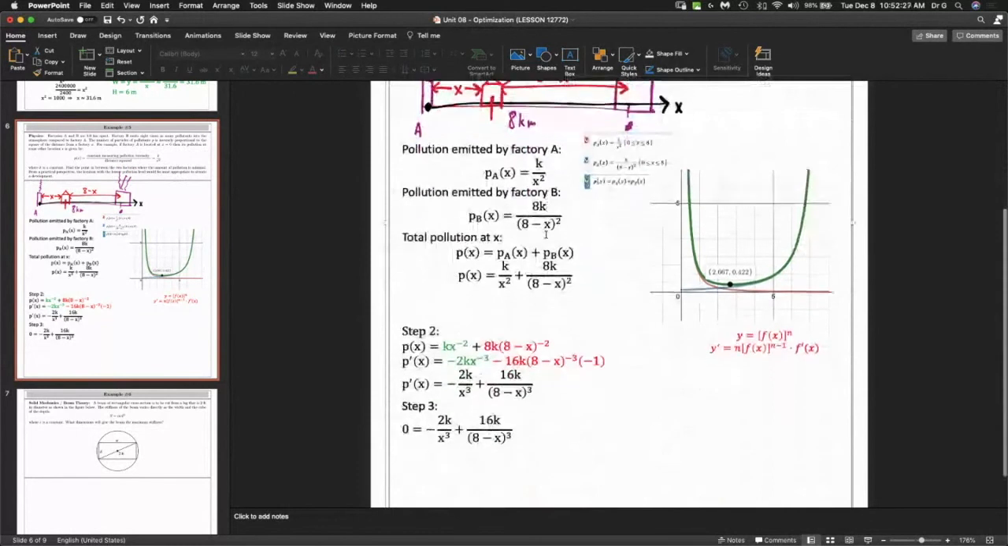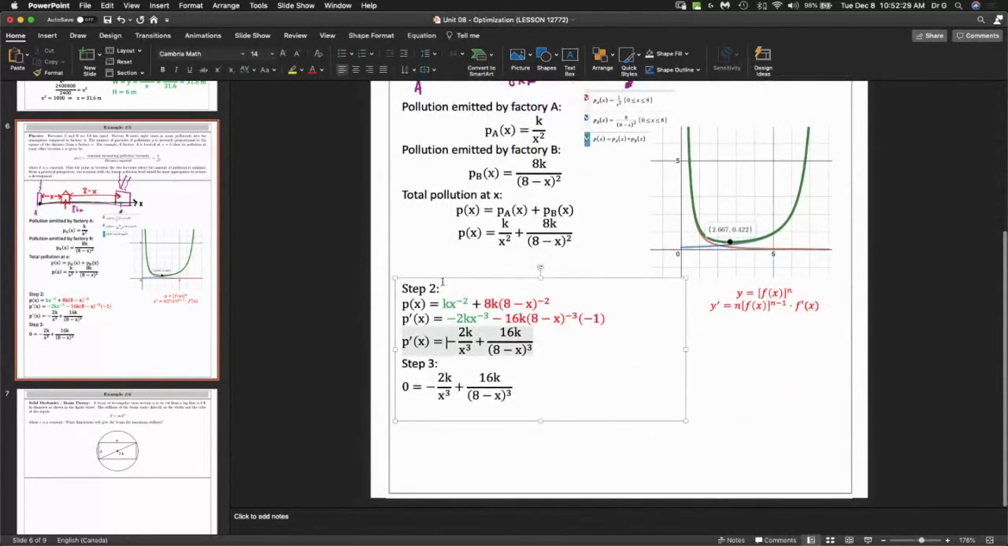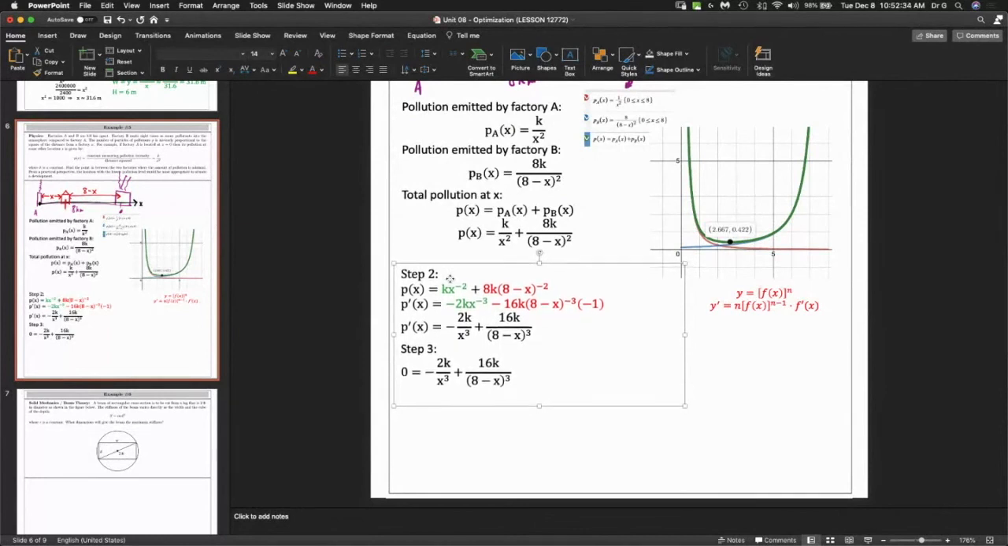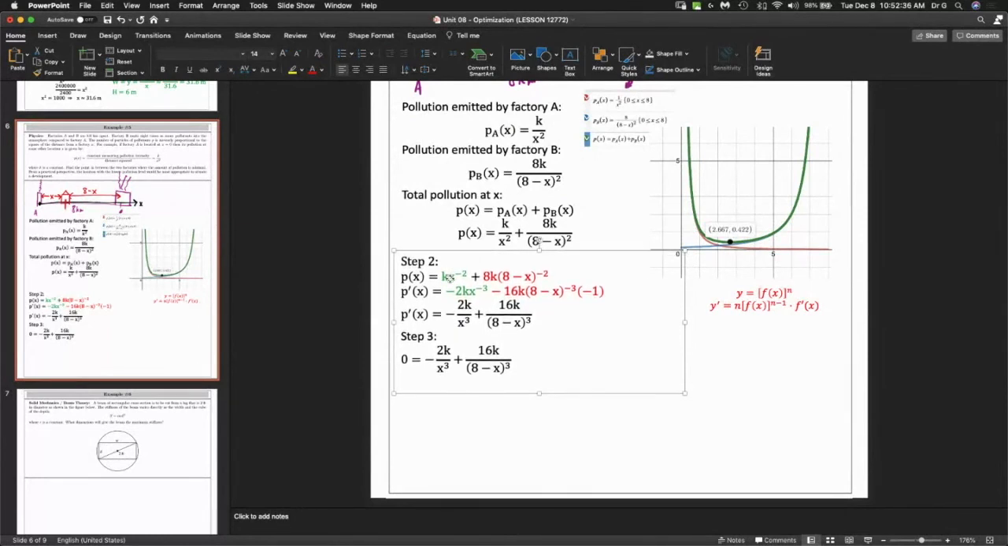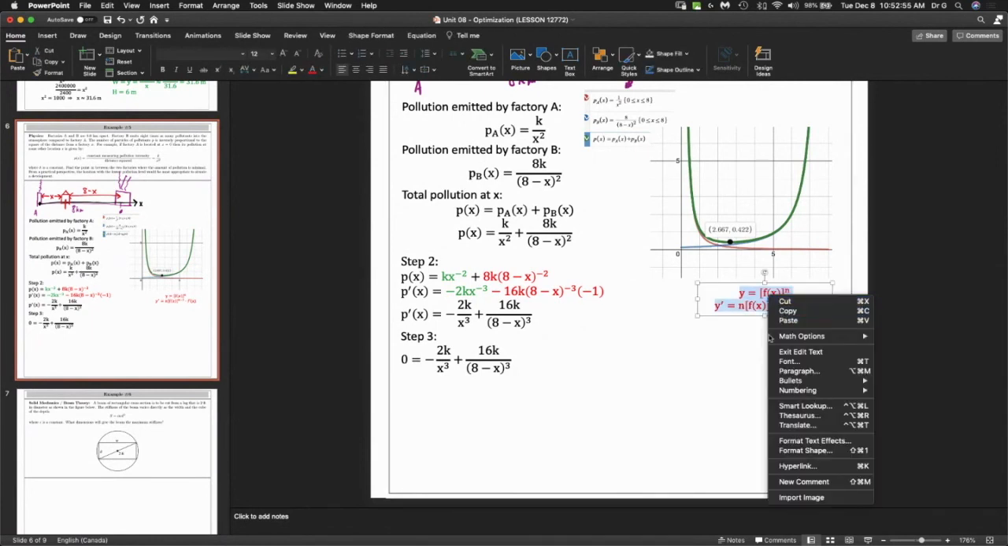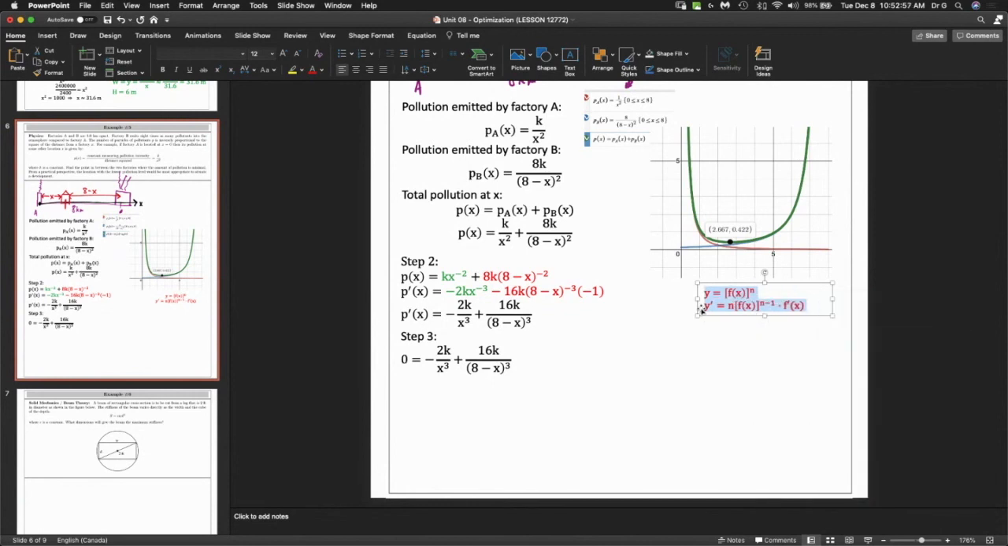I just gotta fix the slide for a second. Something went a little bit weird. Let's figure that out. Okay, there we go. For some reason, my math menu is not cooperating.